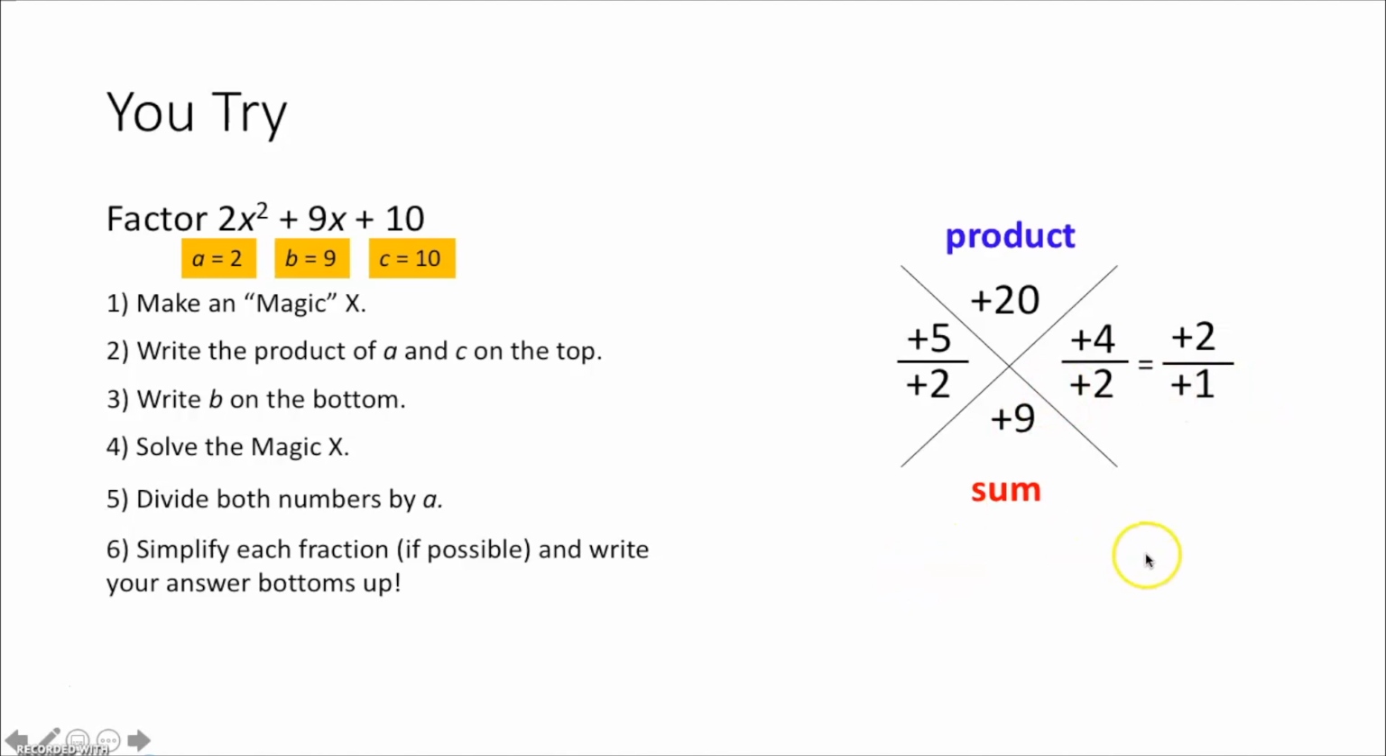Now, two sets of parentheses. In the first set, we're going to go bottoms up. We go 2x plus 5. In the second set of parentheses, we go with our simplified fraction 1x plus 2, or just x plus 2. And that's how you do that.